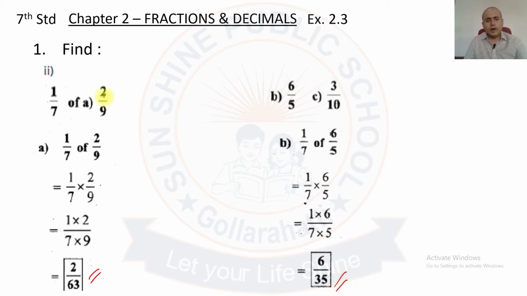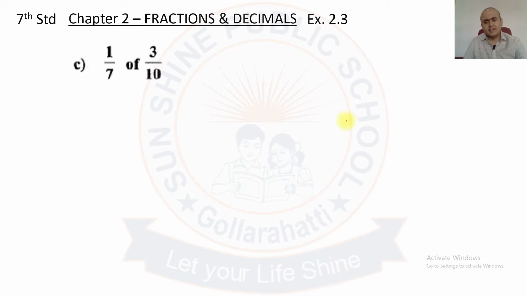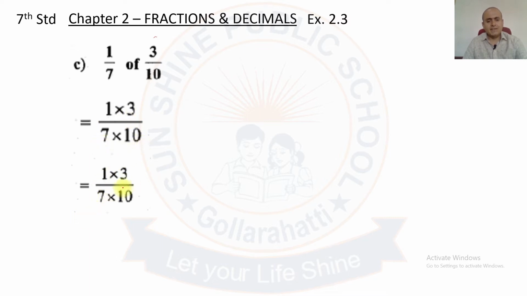Next let us find 1 by 7 of 3 by 10. So here C question, 1 by 7 of 3 by 10, multiply 1 by 7 into 3 by 10, that is 1 into 3 and 7 into 10. When you multiply these two numbers, you will get the answer as 3 by 70 and we cannot simplify this further. So this is a proper fraction and we should leave it as it is. So this is the answer.